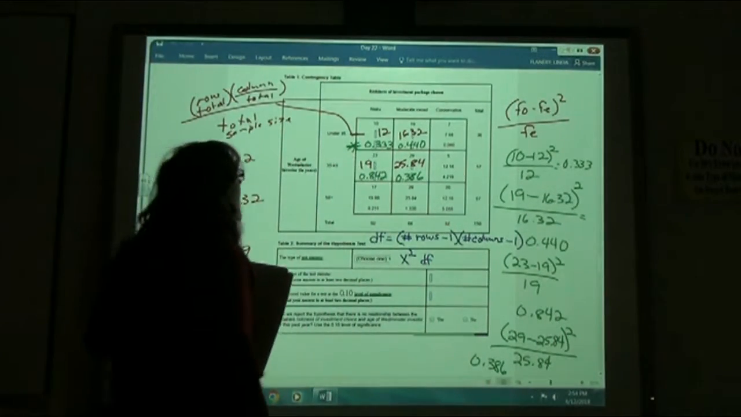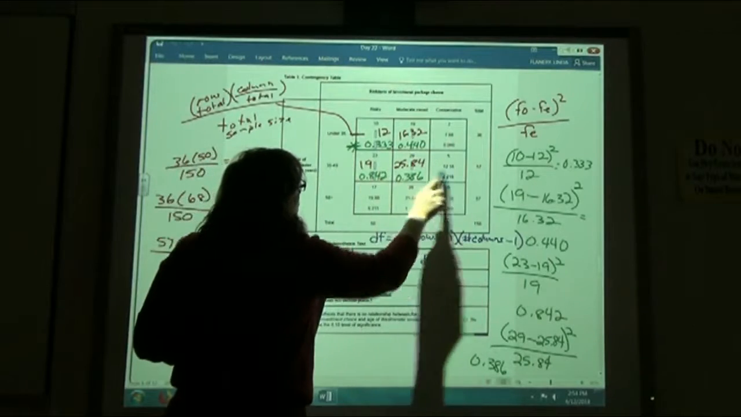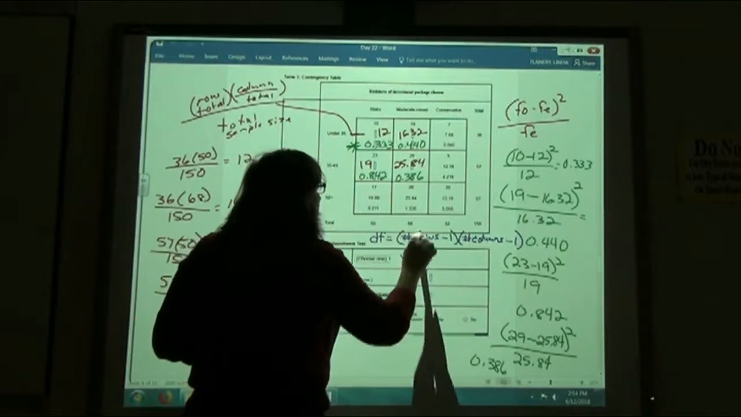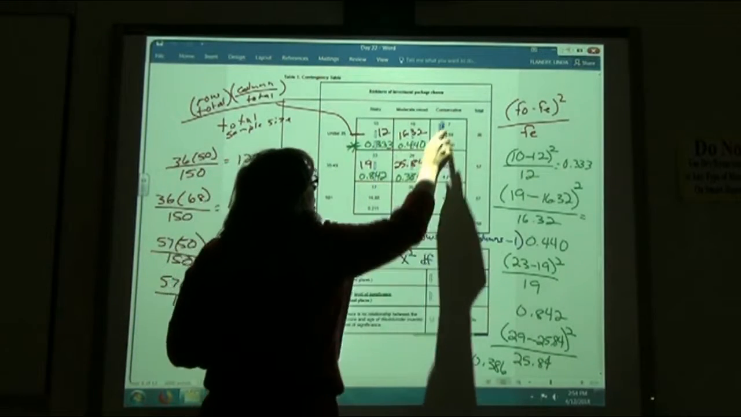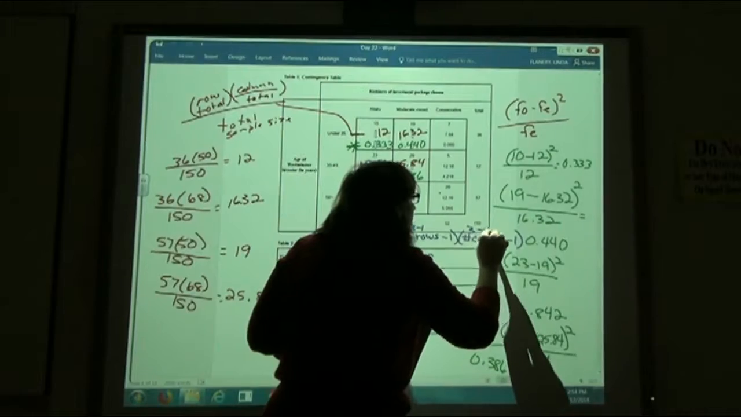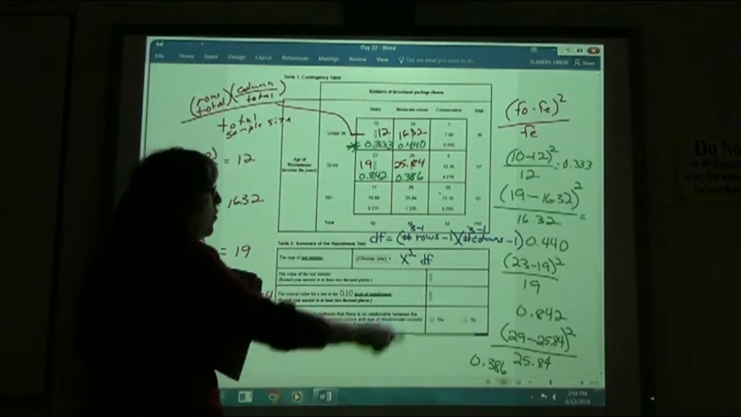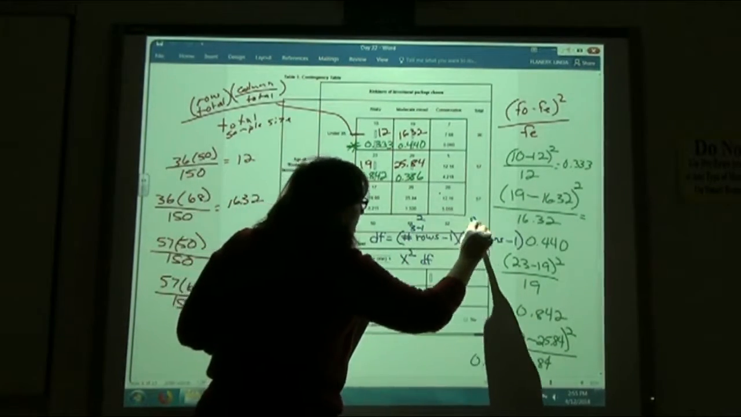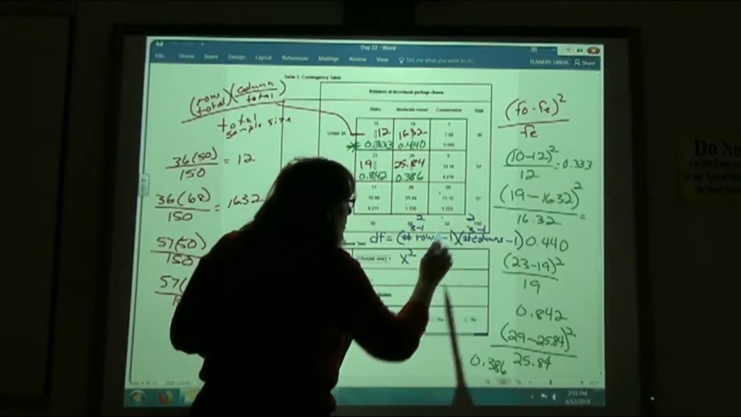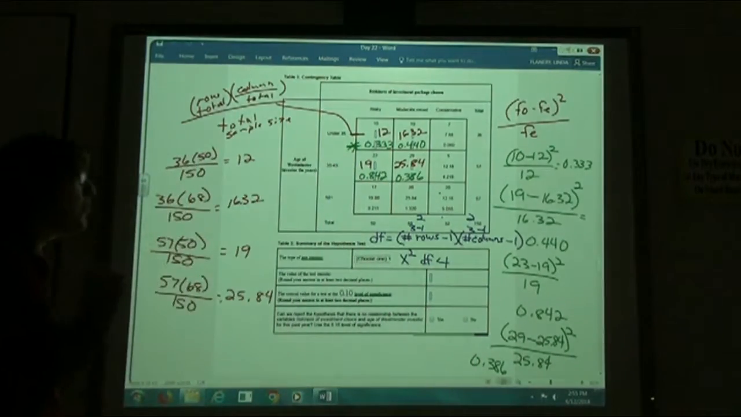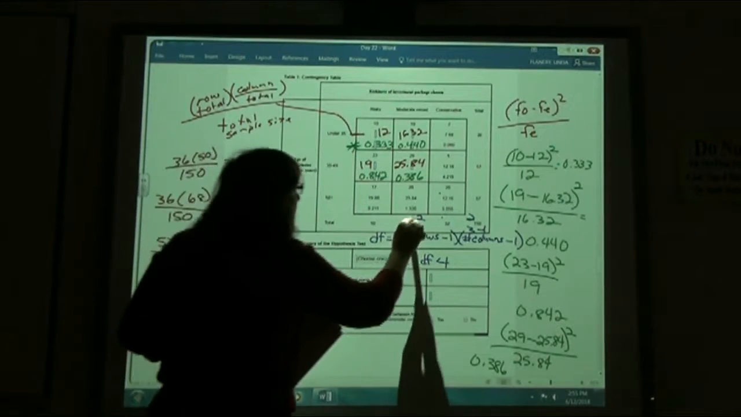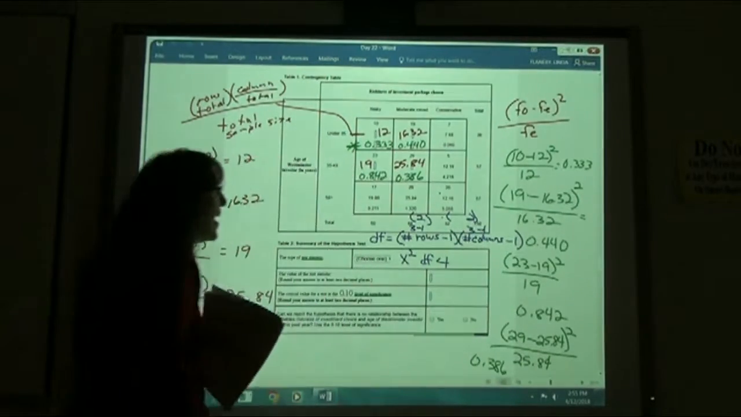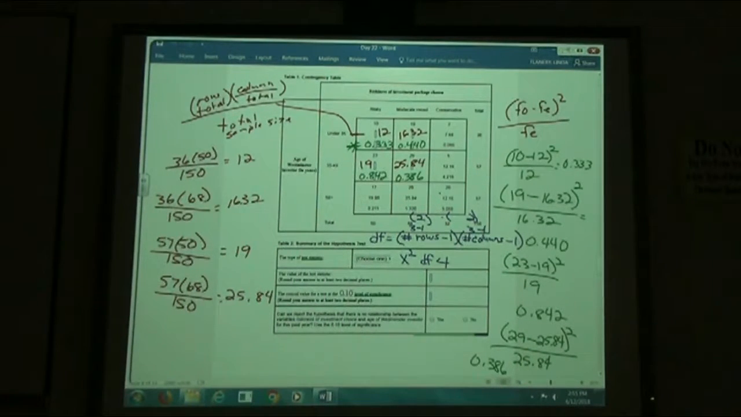So in this case, I would have 1, 2, 3 rows. So I'm going to have 3 minus 1 here. I have 1, 2, 3 columns. So I'm going to have 3 minus 1 there. Well, 3 minus 1 is 2, 3 minus 1 is 2, 2 times 2 gives me 4 degrees of freedom, because I have to take that 2 times this 2 that I got here. Number of rows minus 1 times the number of columns minus 1.